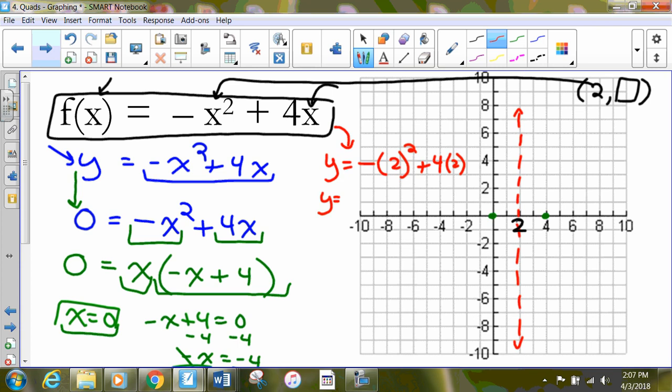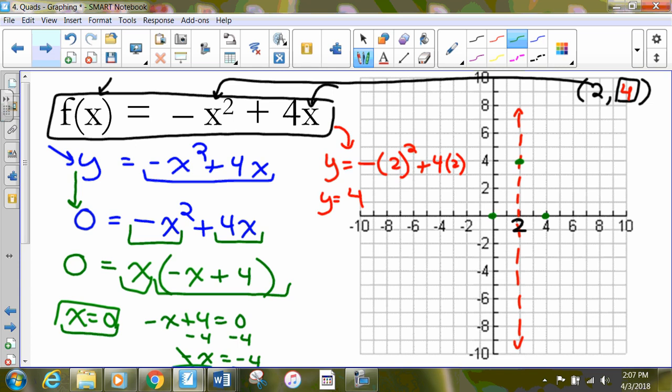I'm going to do it in my head real quickly. Well, we'll have 4, and that's -4. -4 plus 8 is 4. So now I know the missing piece. I know that my vertex is located at 2 comma 4. There it is. Let me pick up the green. There it is, right there. So that's pretty cool, isn't it?